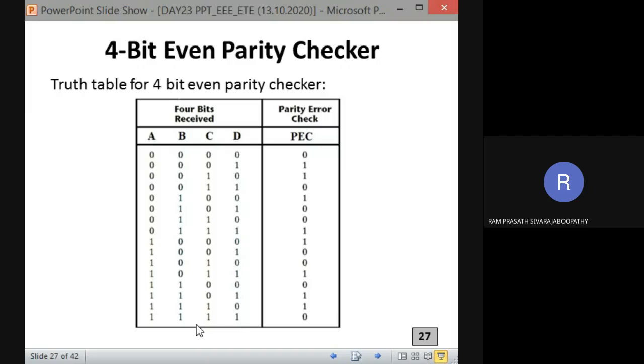Okay, that's what we are saying. This parity code is used to detect only a 1 bit change. If only one bit changes in the transmitted message, I can identify the error. Otherwise, you cannot identify it.